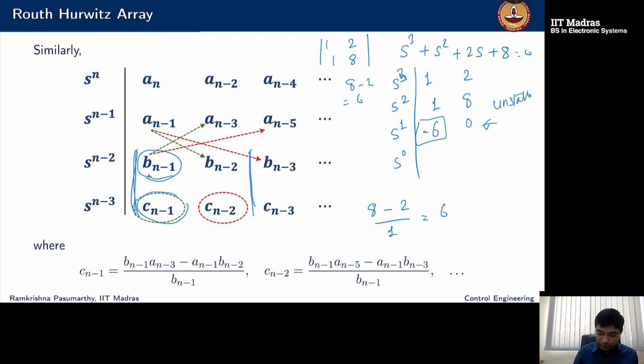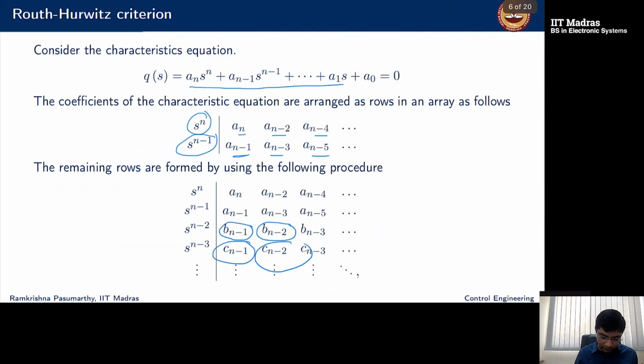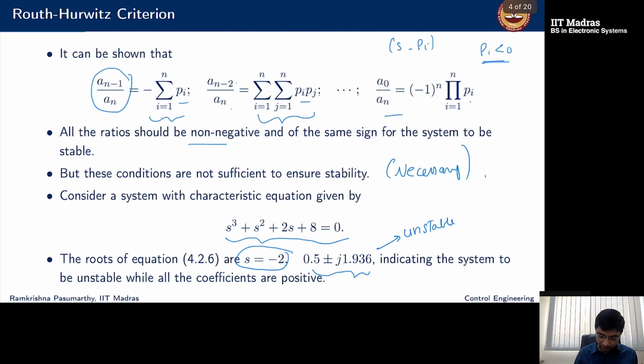Okay, then you can compute the next step also. When I have 1, 8, negative 6, and 0, the determinant of this is, so this should be a plus 8 here. And this, you see that two sign changes, which means two poles in the right half plane. Okay, so that is what we see in this, right? So I have two poles here in the right half plane.